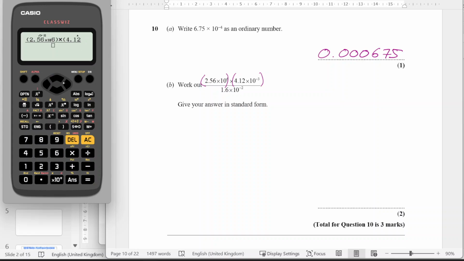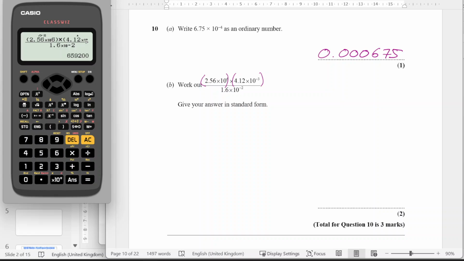Times by 10 to the minus 3. And then I want to divide that by 1.6 times by 10 to the minus 2. Double check that I've typed everything in right. It looks fine. I'm rushing a little bit, but that looks fine.